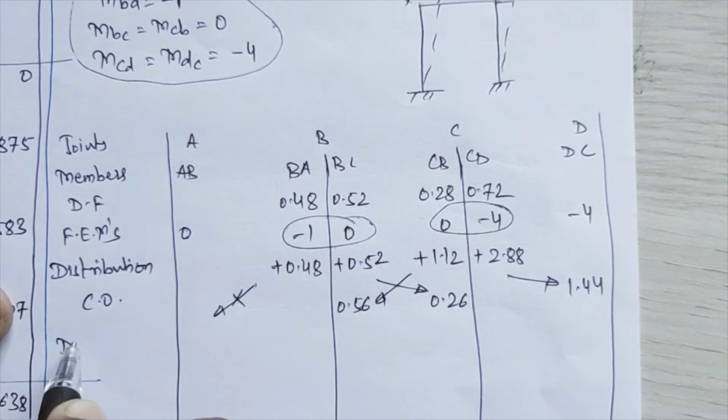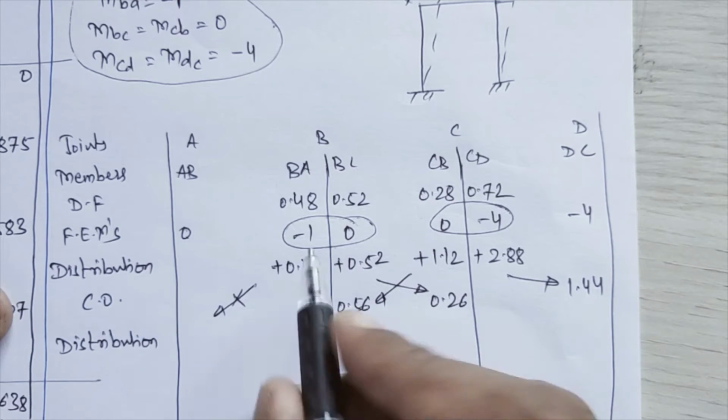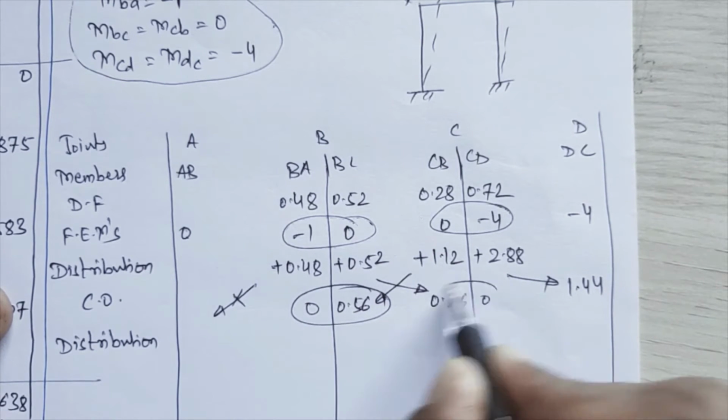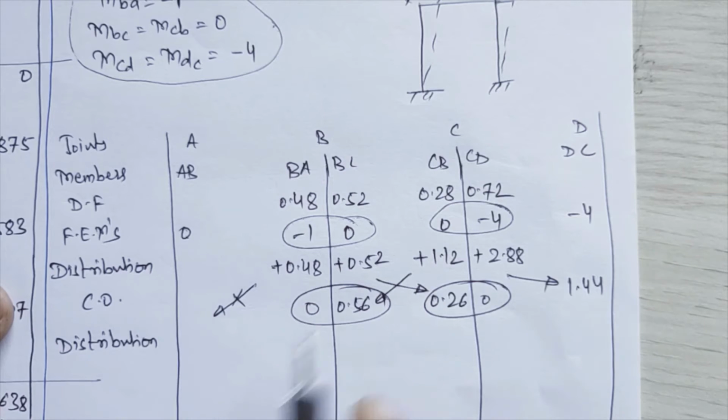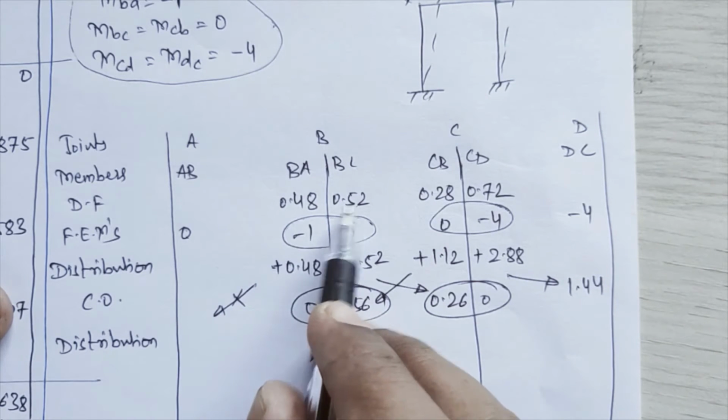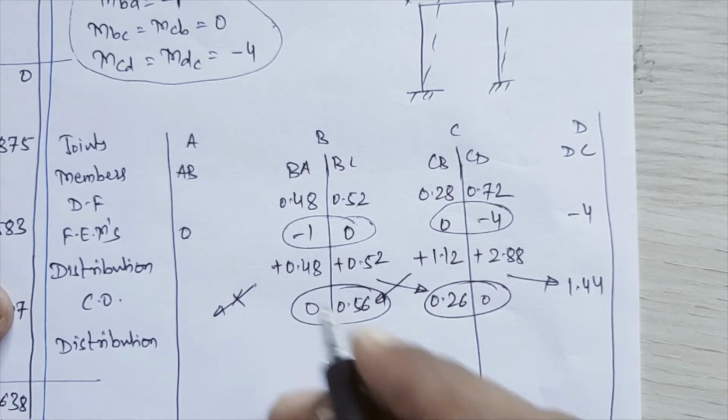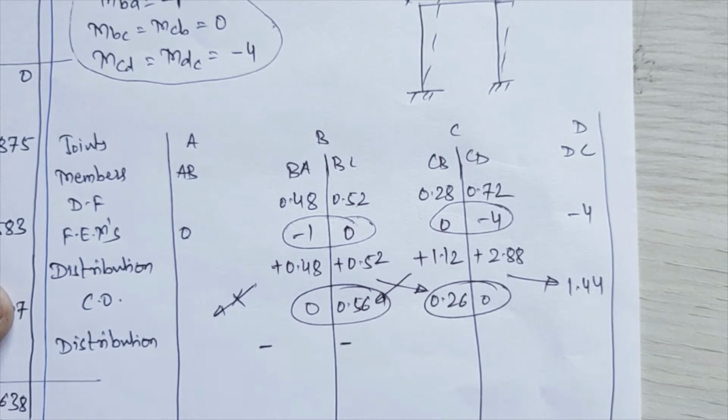Okay. Again we'll repeat one more cycle for this, that is, we'll carry out the distribution again. So distribution of this moment, and here this moment you have to distribute again. So 0.56 into 0.48 and 0.52. So this is positive here, so the distribution will come negative again. So this comes equal to 0.27 and 0.29.